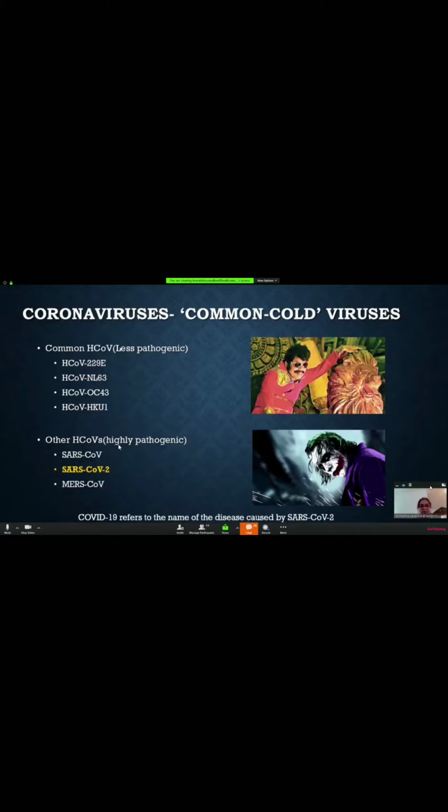The other coronaviruses, which are the highly pathogenic ones, are the ones that we are concerned about, and we certainly have one now, which is the SARS. We had SARS in 2003, and now SARS-CoV-2, which is the second generation of viruses that we are concerned about, and then the MERS-CoV, which is still present, but in a very confined region in the world. So COVID-19 is the disease that is caused by the SARS-CoV-2.